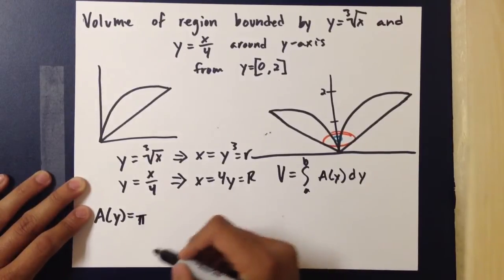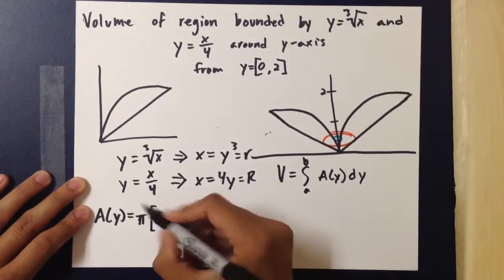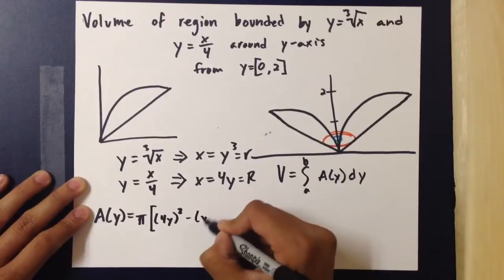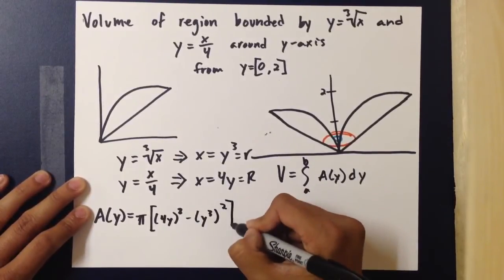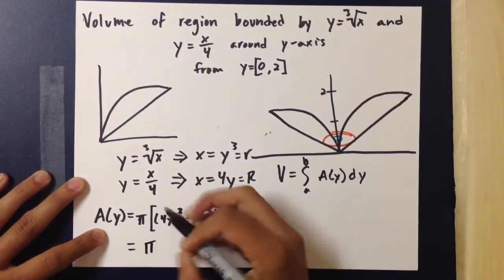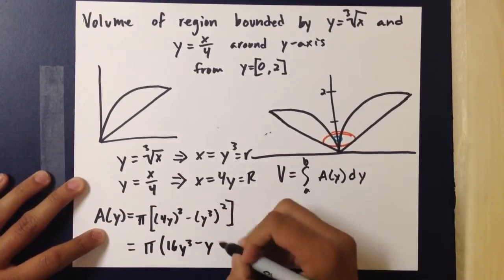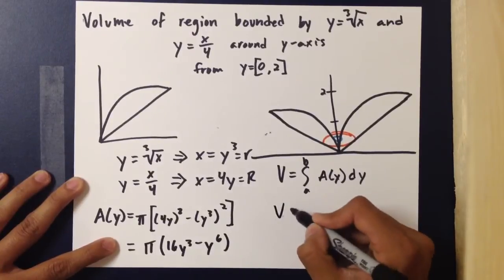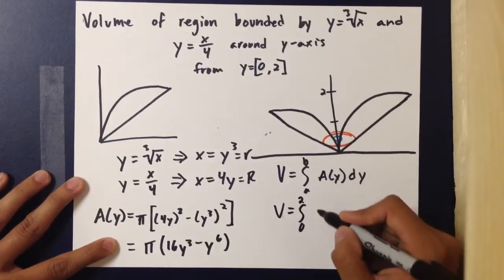So we first subtract our larger r squared, 4y squared minus y cubed squared, and we simplify that to pi times 16y squared minus y to the 6th. We plug that into our formula, to our integral from 0 to 2, because it asks from 0 to 2.